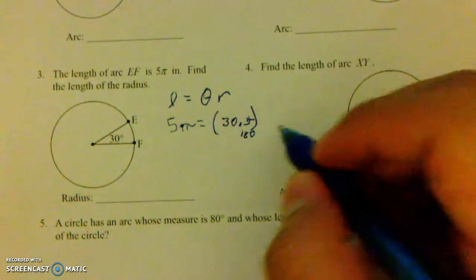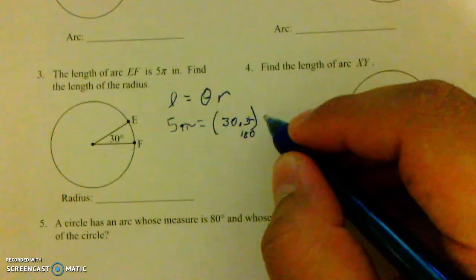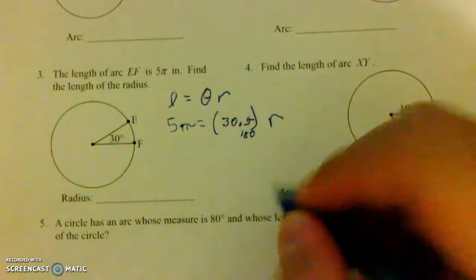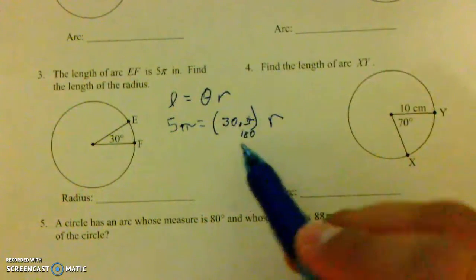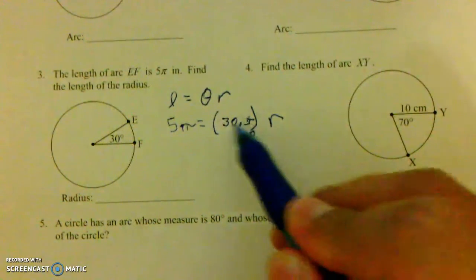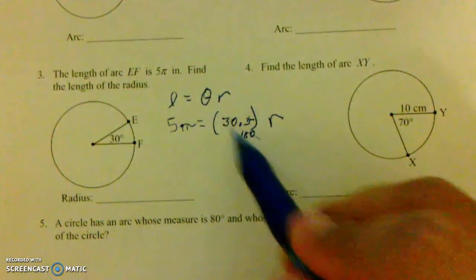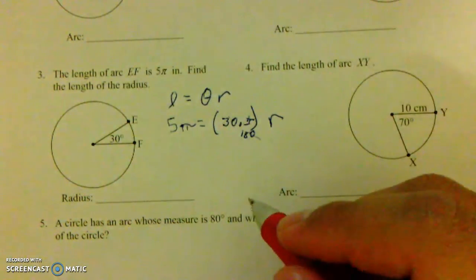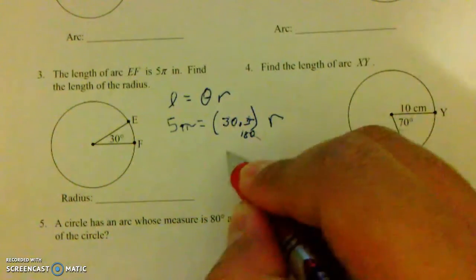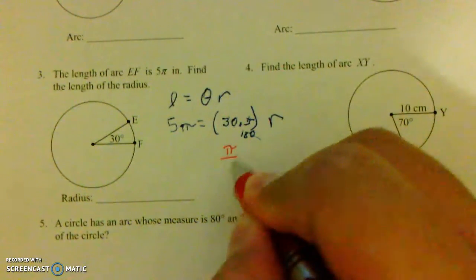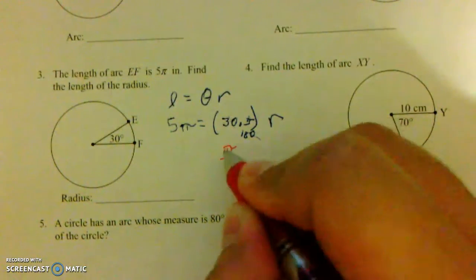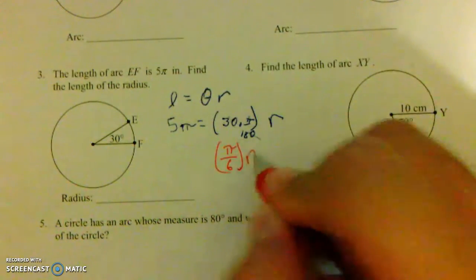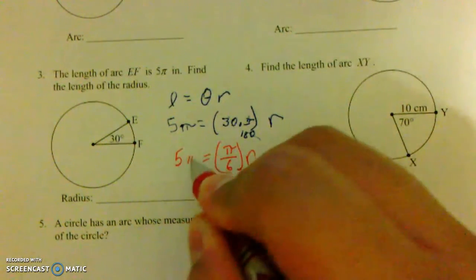Alright, I'm sorry for the bad handwriting, I'm struggling with this new screen. And then that times radius. Okay, so if we simplify here, first obviously we want to cancel out those. Divide both of those by 10, so that's going to be 3 over 18, which reduces down to 1 over 6. So I'm not going to do all the work right there, but that's going to be pi over 6. And that's pi over 6 times the radius equals 5 pi.